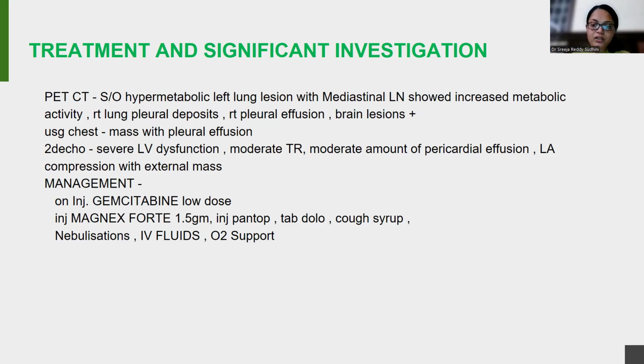So actually the patient was managed on palliative care. That is, he was given the injection gemcitabine, which was given in a low dose. And he was given antibiotics like Magnus-4 during the course of admission, Pantop, Dolo, and Cofstrips, other supplements, and even gave IV fluids, nebulizations, as well as oxygen support.